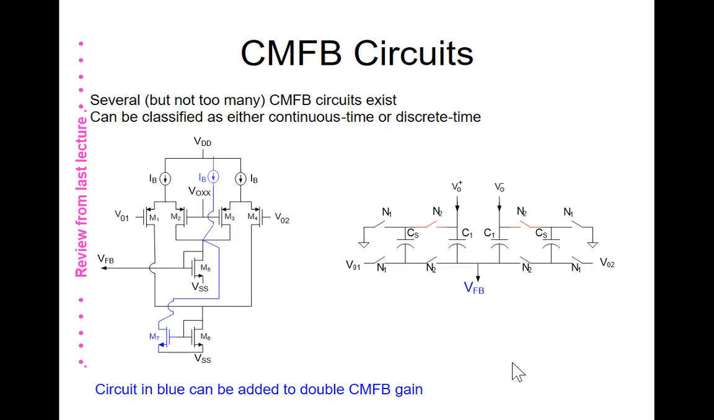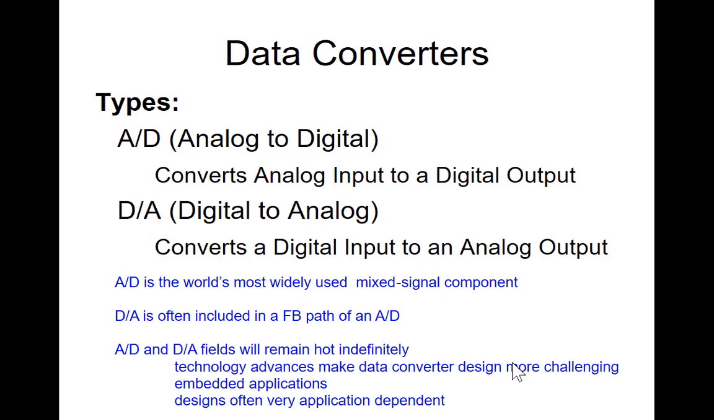And here's a modification of the original structure. I can add another bias current source, and I can double the common mode feedback gain by adding one more transistor, M7, and one more bias current source. Your author talks about the details of this circuit. So if you want to look at how this common mode feedback circuit works, I just refer you to the textbook for the course. Any questions about amplifiers?